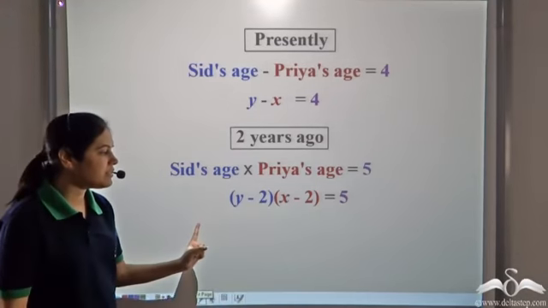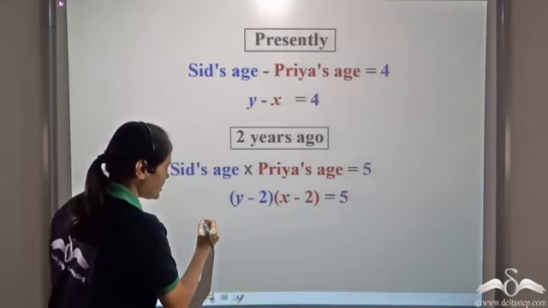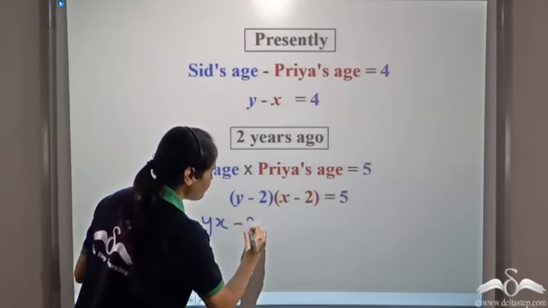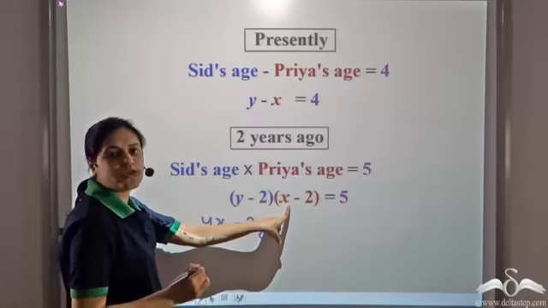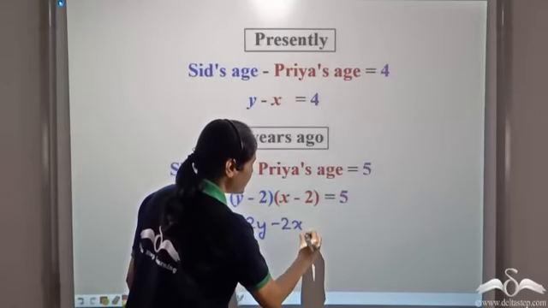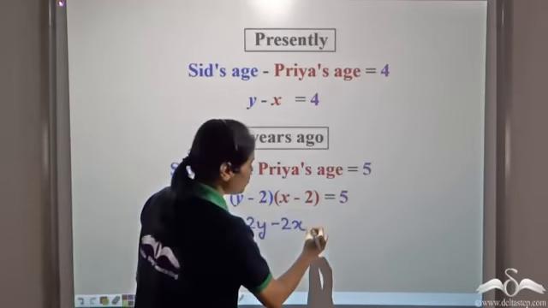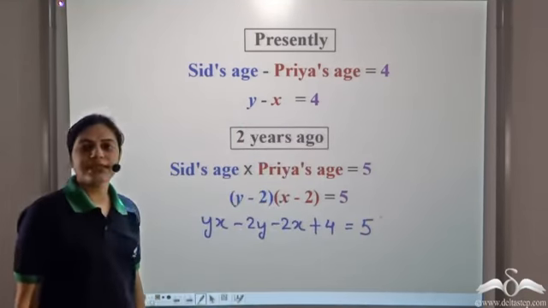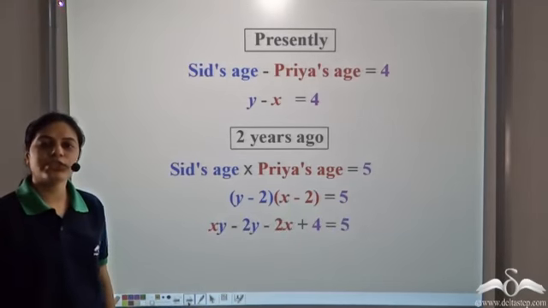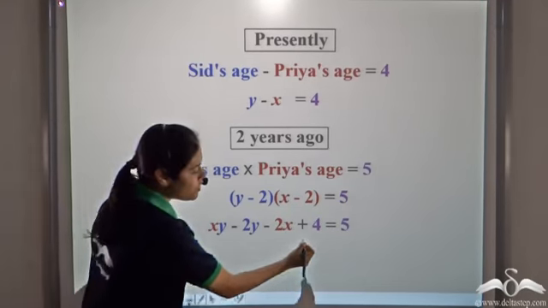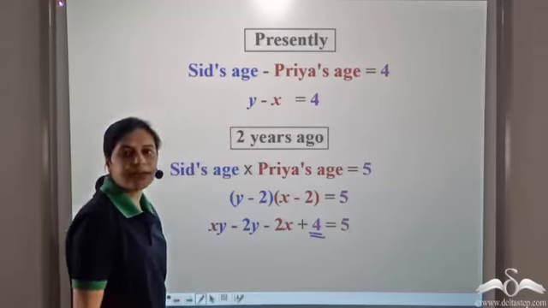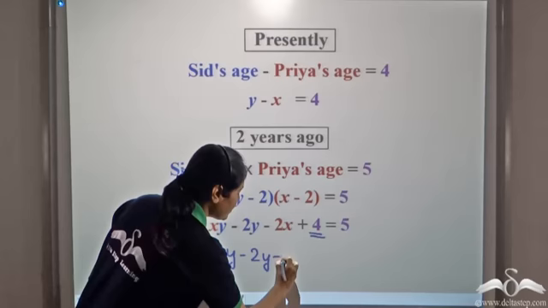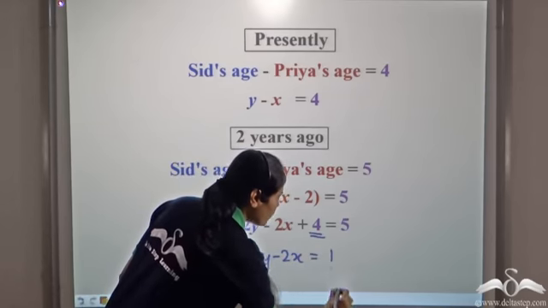Now let us simplify this. So y into x is yx. y into negative 2 is negative 2y. Negative 2 into x is negative 2x. Negative 2 into negative 2 is plus 4, which is equal to the right hand side, that is 5. So this is what we have. Now take this 4 to the right hand side. So we have xy minus 2y minus 2x is equal to 1.